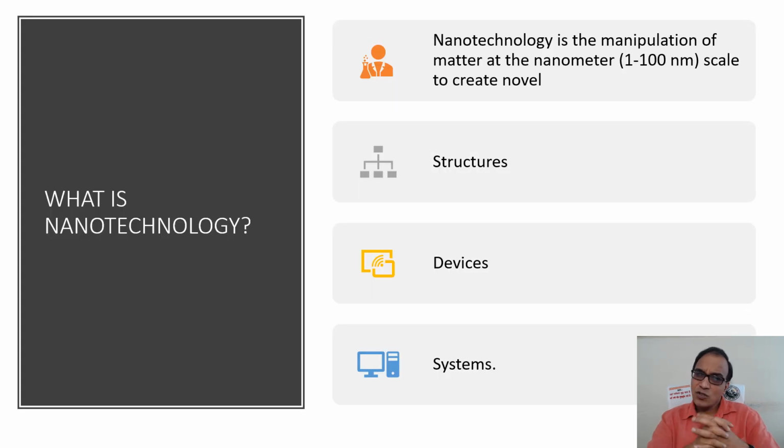Now, what is nanotechnology? Actually, this is the manipulation of matter at the nanometer scale, 1 to 100 nanometers, to create novel structures, novel devices, and novel systems. Three things: novel structures, novel devices, and novel systems.